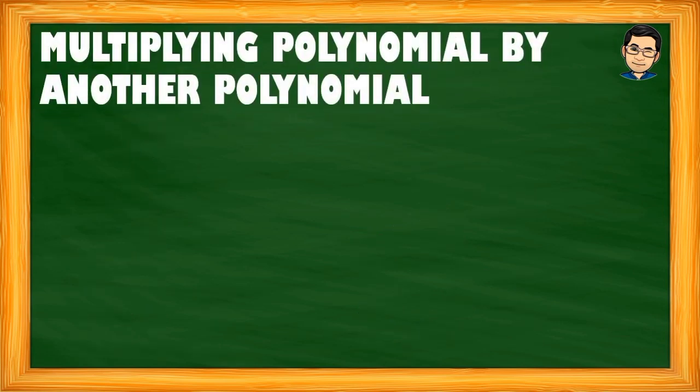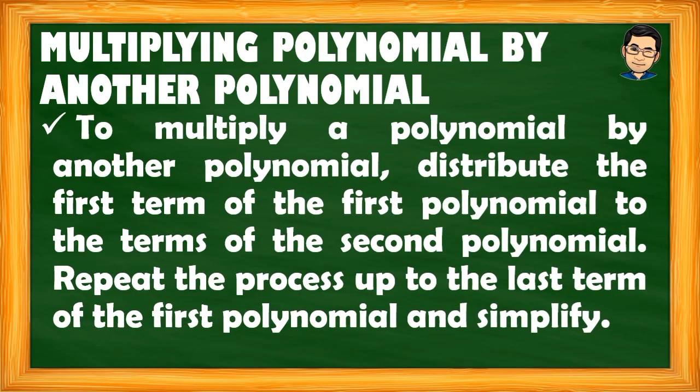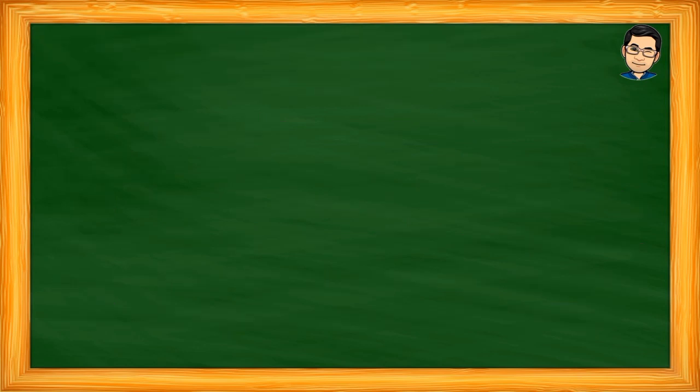Next, multiplying polynomial by another polynomial. So, more than one term times more than one term. So, to multiply a polynomial by another polynomial, distribute the first term of the first polynomial to the terms of the second polynomial. Repeat the process up to the last term of the first polynomial and simplify. So, para mas maintindihan nyo yung method niya, yung process niya, so let's have examples.